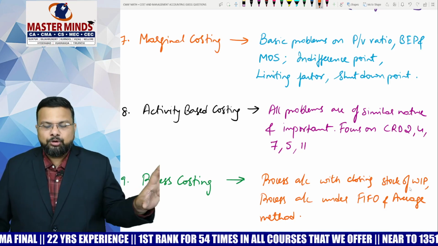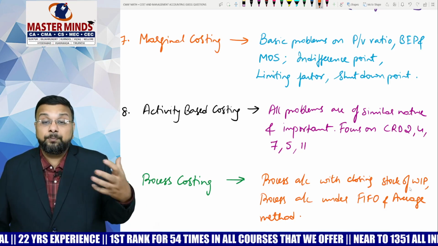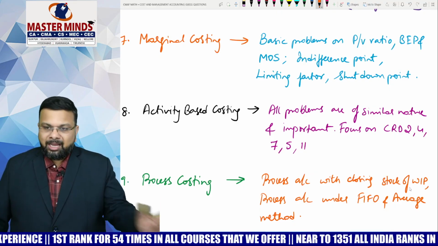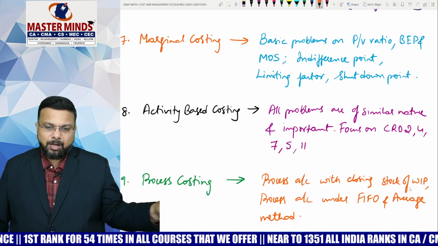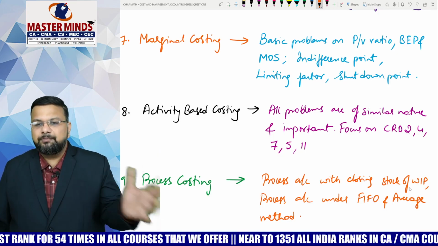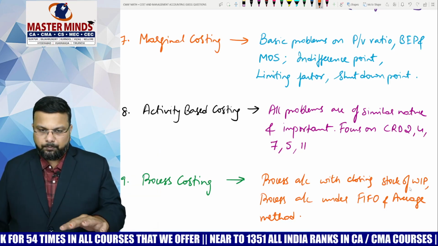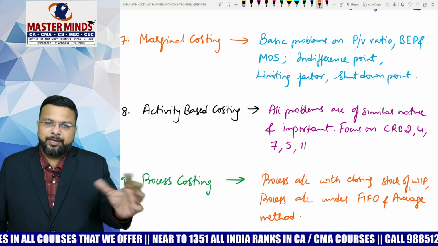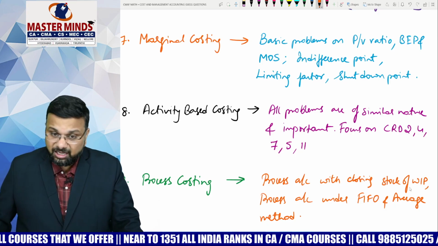So basically what I'm saying is that you focus on problems with equivalent units. Okay. Again, in that we have classification. In some problems we have only closing stock of work in progress. In some problems we have both opening and closing stock of work in progress. When you have both opening and closing stock of work in progress, we will use either FIFO method or average method depending on the information given in the question.